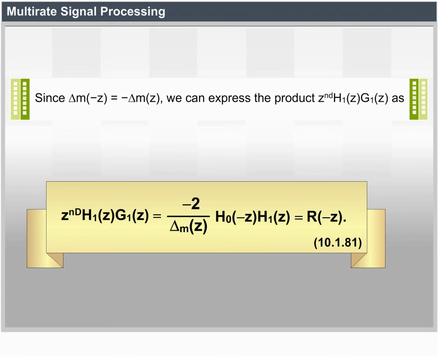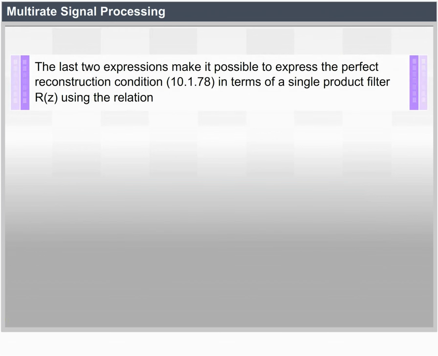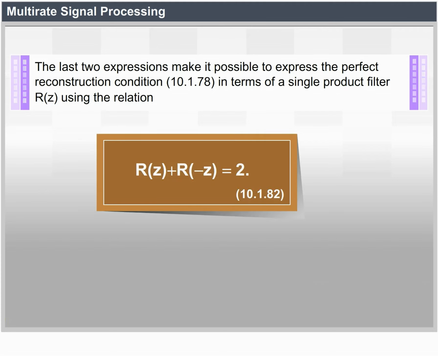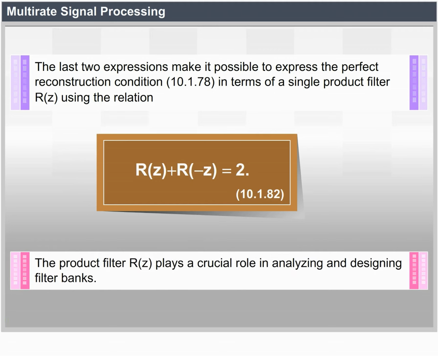The last two expressions make it possible to express the perfect reconstruction condition 10.1.78 in terms of a single product filter R(z) using the relation R(z) + R(−z) = 2, called equation 10.1.82. The product filter R(z) plays a crucial role in analyzing and designing filter banks. Perfect reconstruction condition 10.1.82 imposes some critical constraints on the structure of R(z).